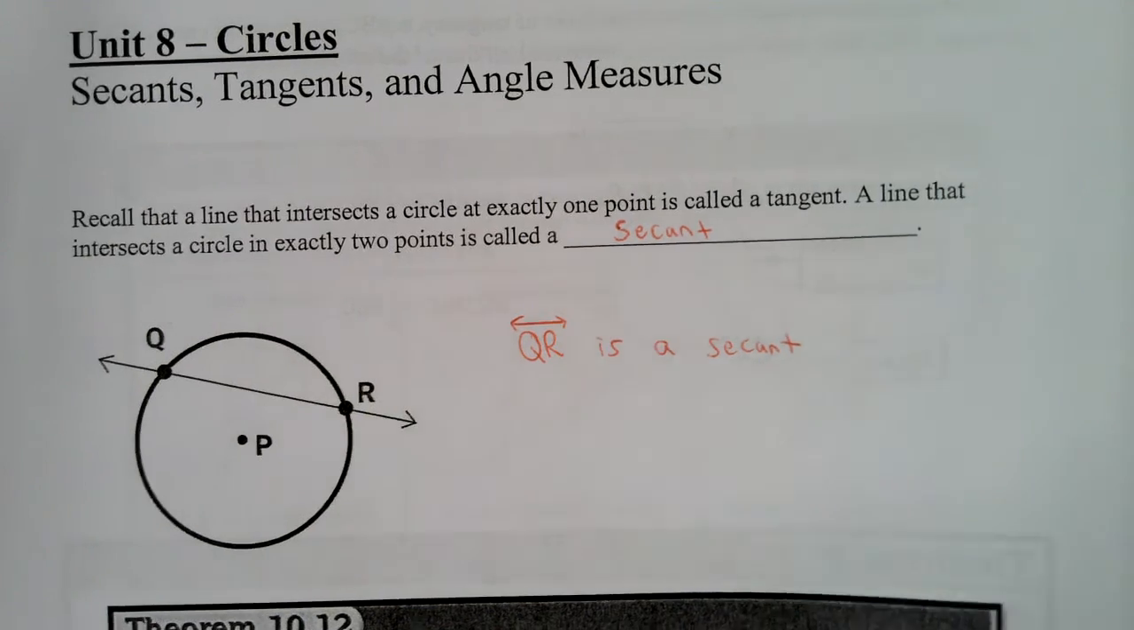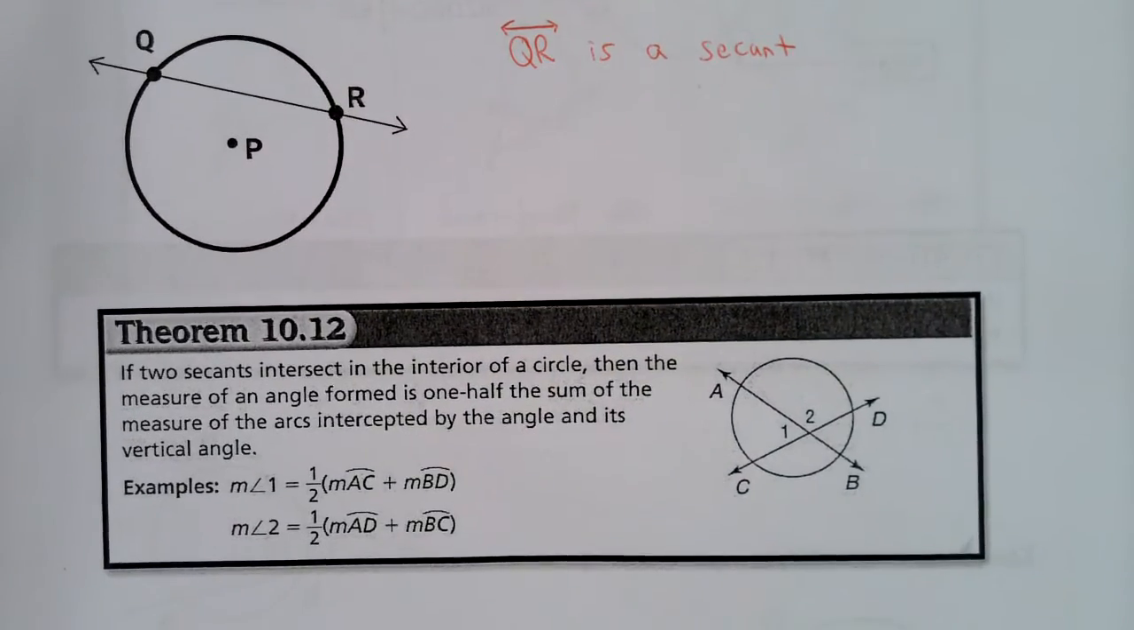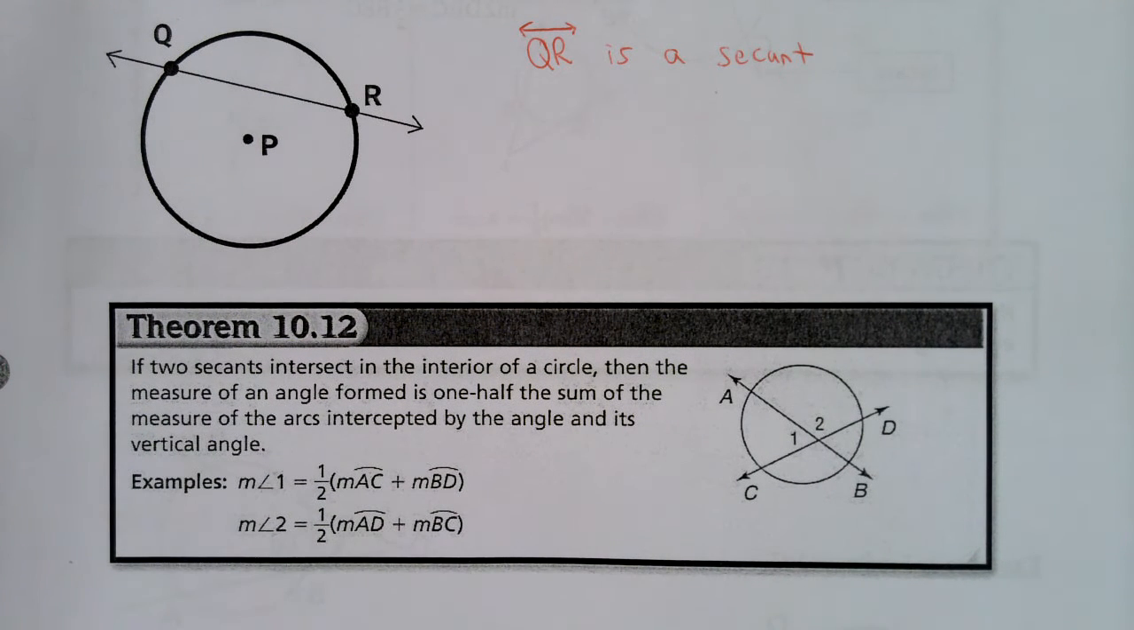So let's see. There's a few theorems today. Here's the first one. If two secants intersect in the interior of a circle, then the measure of an angle formed is 1/2 the sum of the measures of the arcs intercepted by the angle and its vertical angle. That's a little wordy, so let's go through it a little slower.